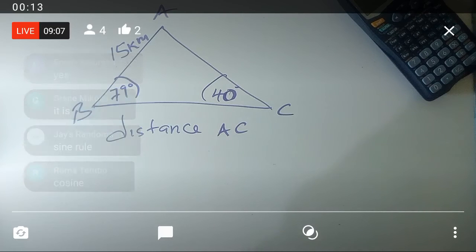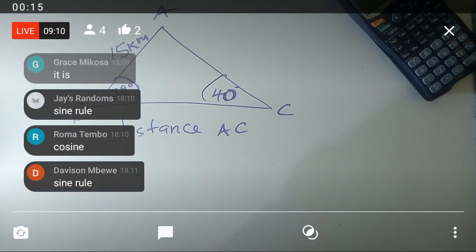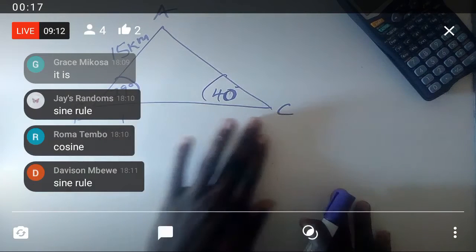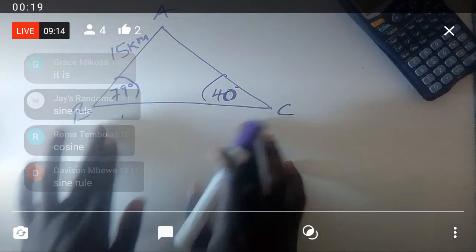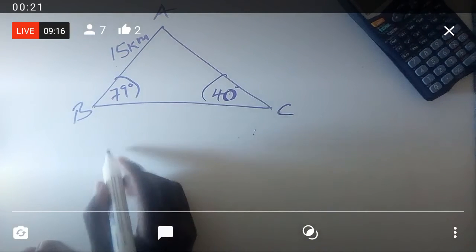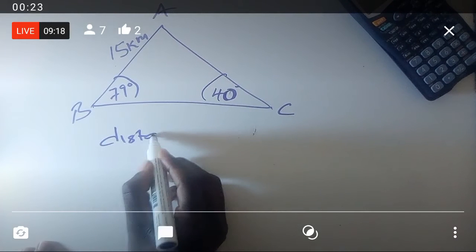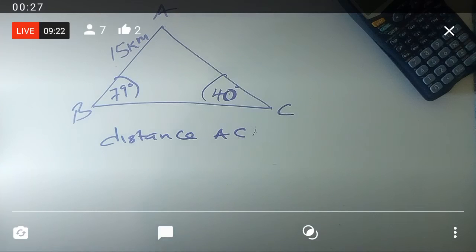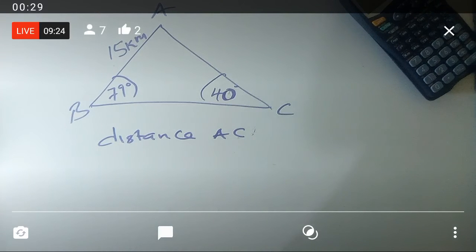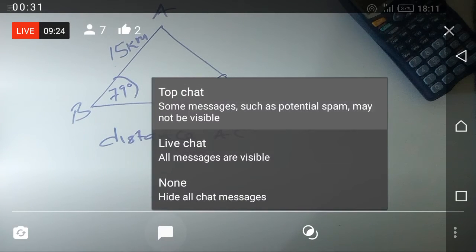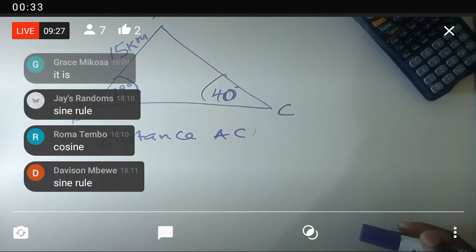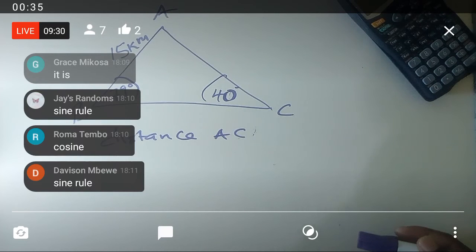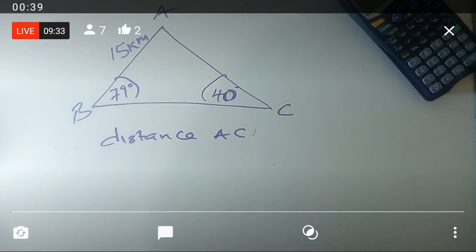Roma, you're saying cosine rule. Remember, here we don't have BC. We only have the distance AC in the question. David, you're saying sine rule. So two people said sine rule, and I also go for sine rule. Let's try to follow how the sine rule looks.